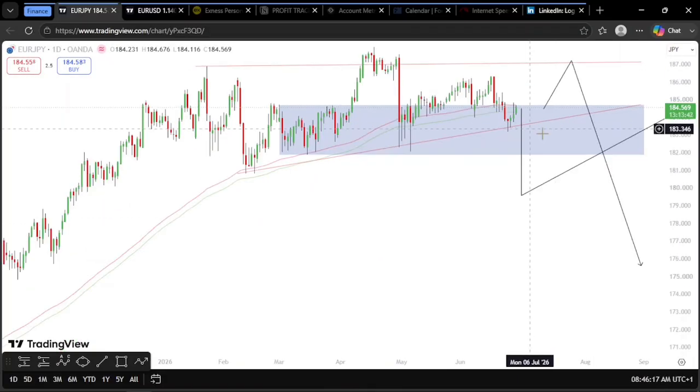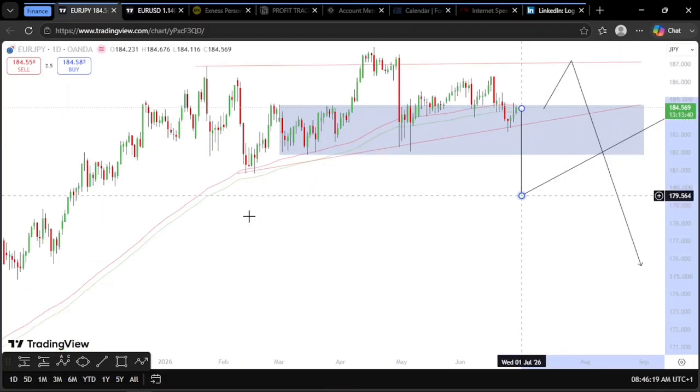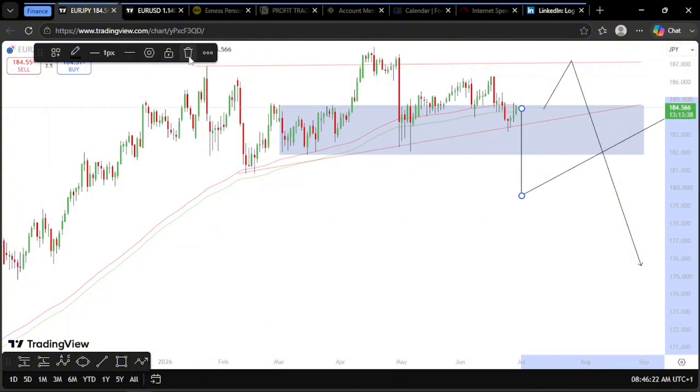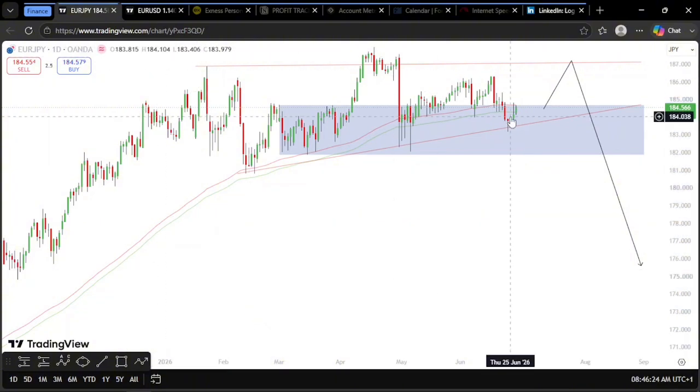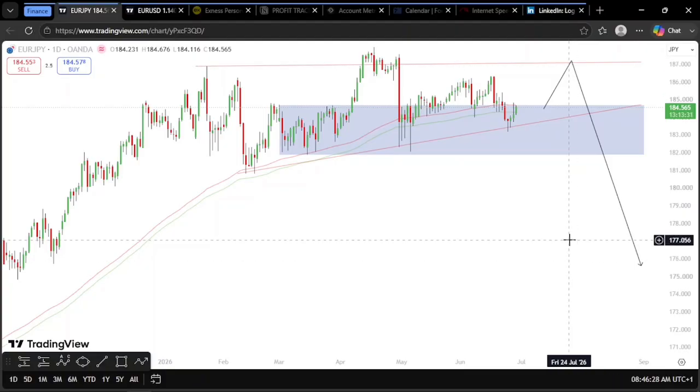It's still the same thing on the daily time frame. We just wait for price to come all the way up here, then we look for a sell opportunity all the way down.